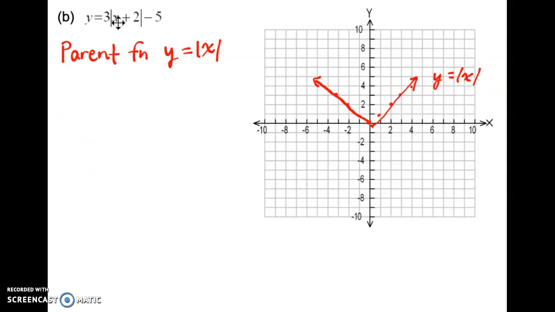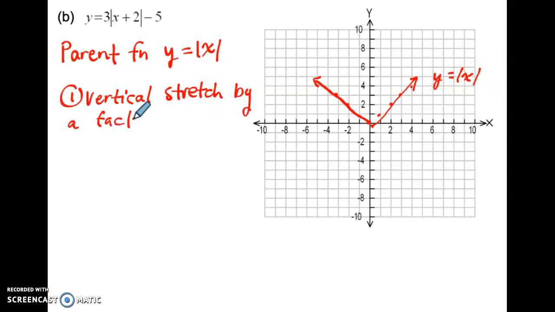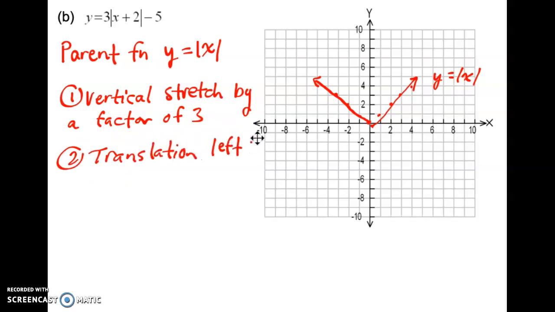If we look at the transformations here, we do have a vertical stretch. So we're going to have to apply that first. That's what that 3 is. And then we have movement left 2 and down 5. That is a translation. Left 2 and down 5 units.